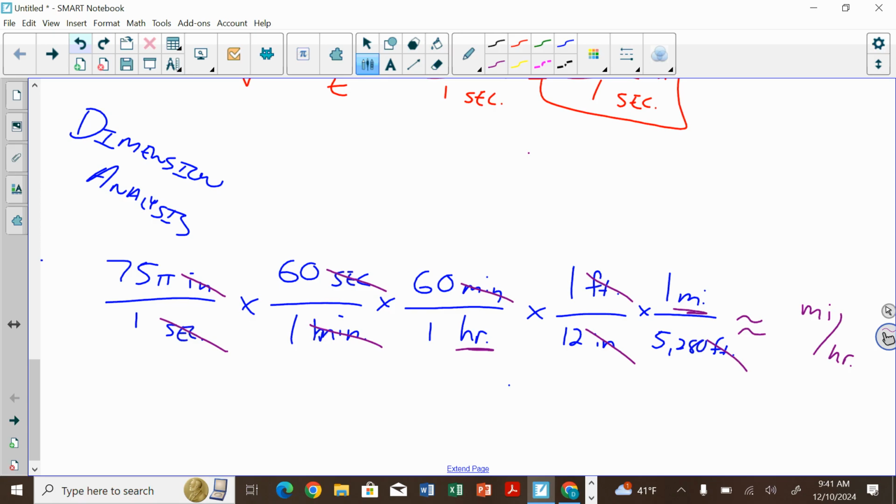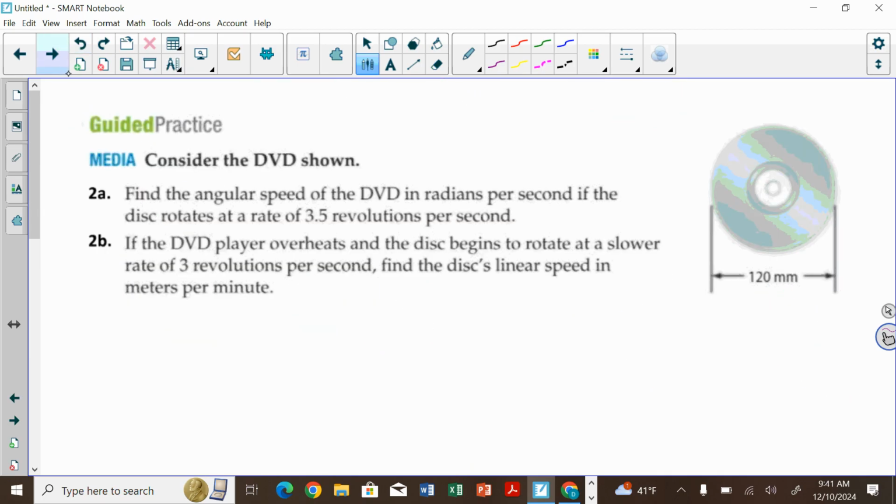75 times 60 times 60 divided by 12 times 5,280. When you do that, you get about 13.4 miles per hour. Using your calculator, multiply across the top, and then divide by these two multiplied here at the bottom. Dimensional analysis to get it to the rate they want. All right, so a couple more.